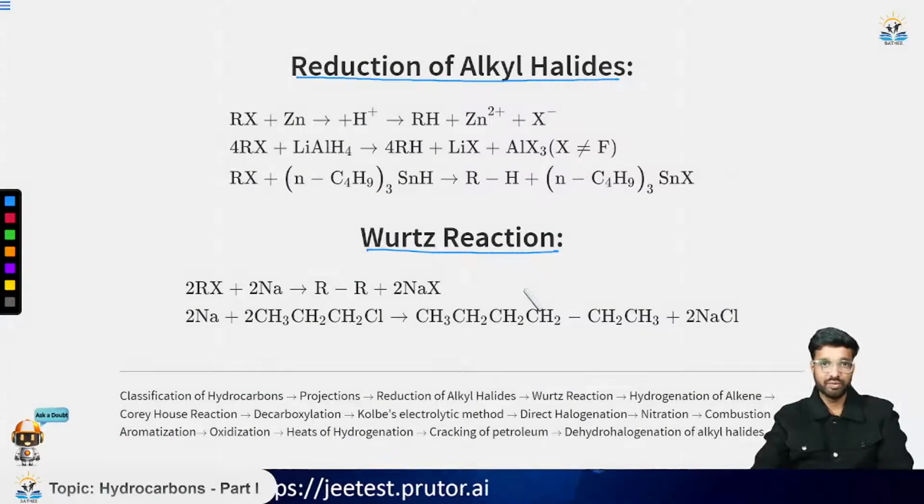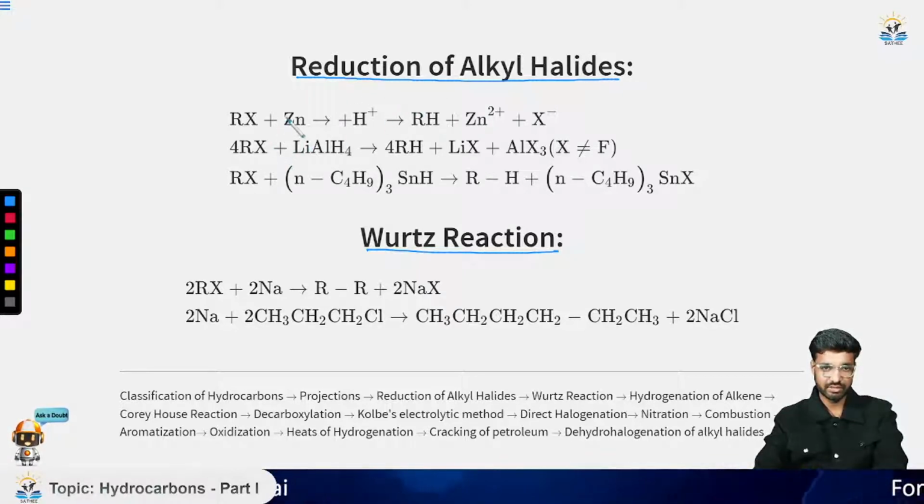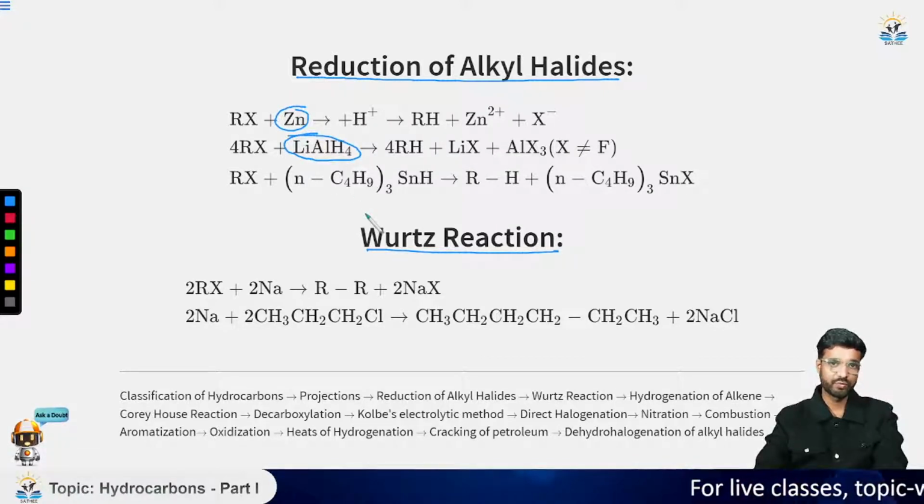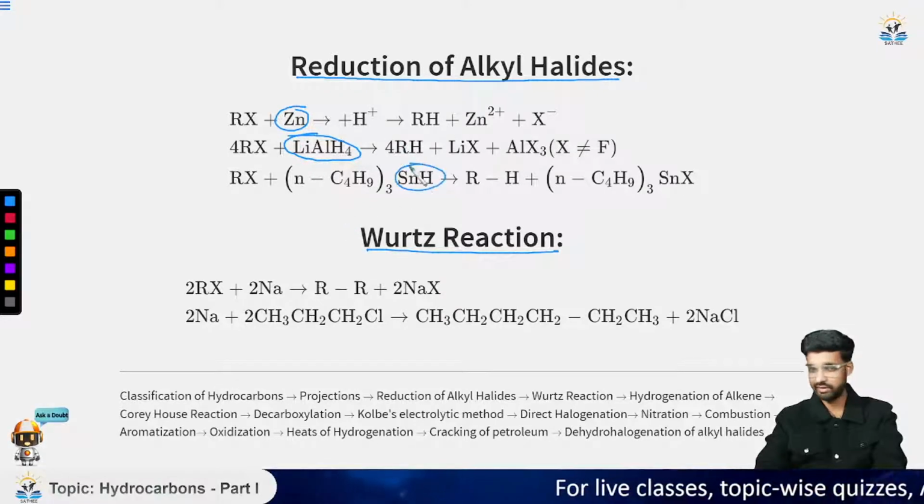Now let us move to the preparation of alkane. The first one is reduction of alkyl halides. So here we have the reduction of alkyl halide, first with zinc. Then second we have lithium aluminum hydride, which is used as a reducing agent. All these are metals. Similarly, we can use tin here also.